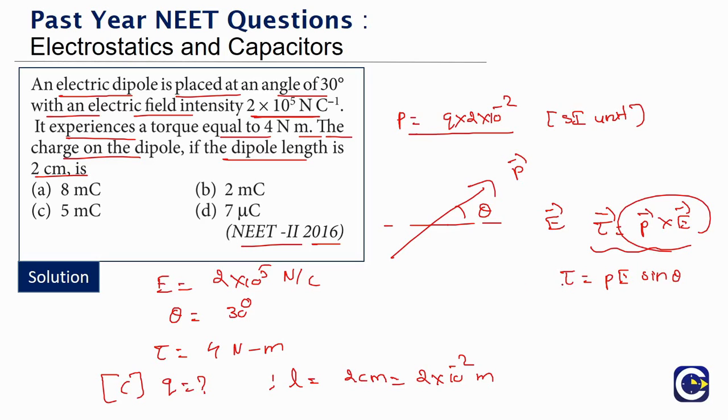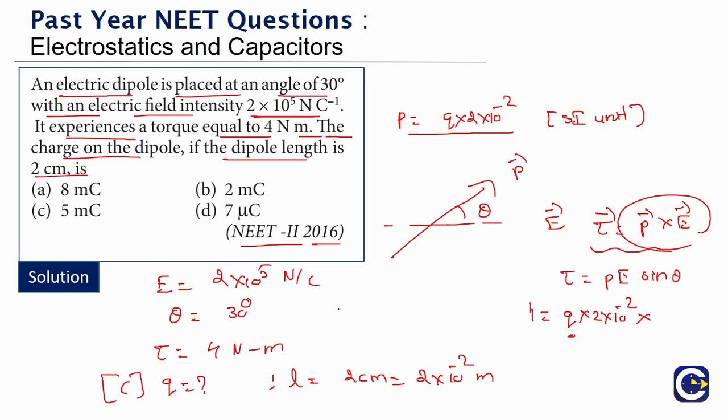So torque is given to us, everything is in the SI system of units, is equal to P sine theta. What is P? Q into 2 into 10 power minus 2. We have to keep one thing in mind, that the Q that is going to come from here will be in the SI system of unit, which is coulombs. E is what?